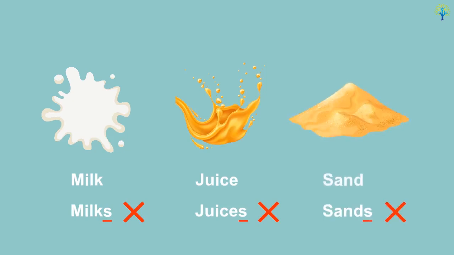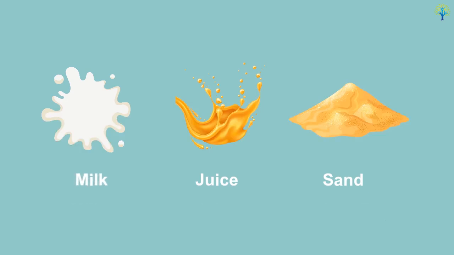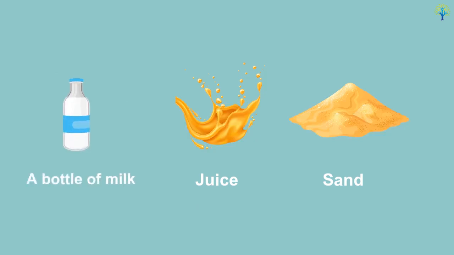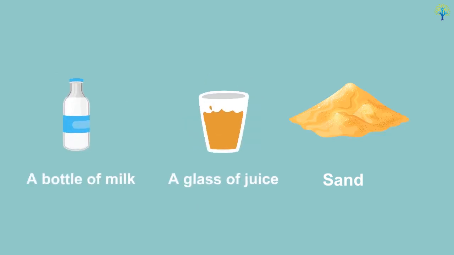Use a unit like bottle, glass, or heap to make an uncountable noun countable. For example, a bottle of milk, or a glass of juice, or a heap of sand.